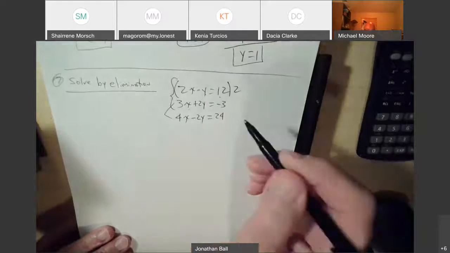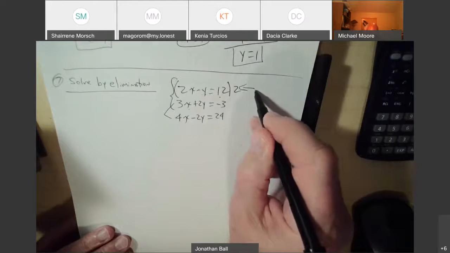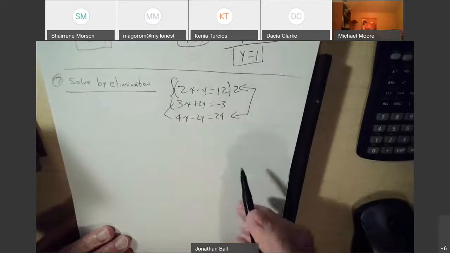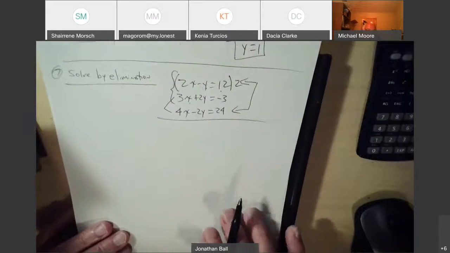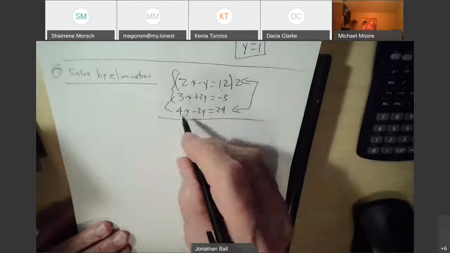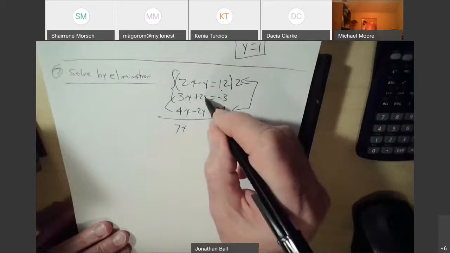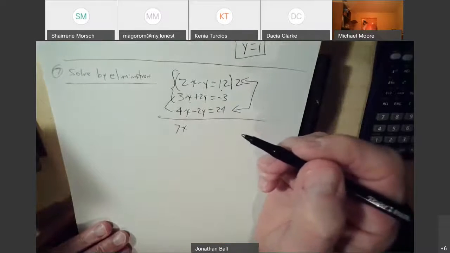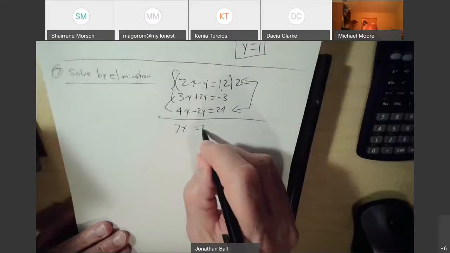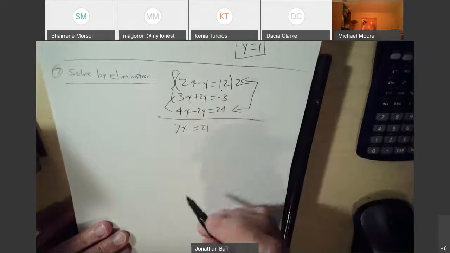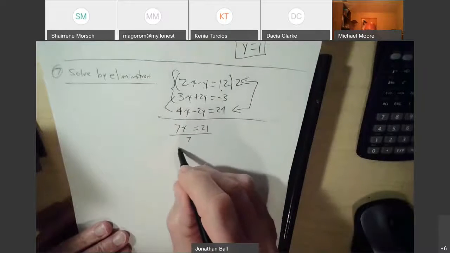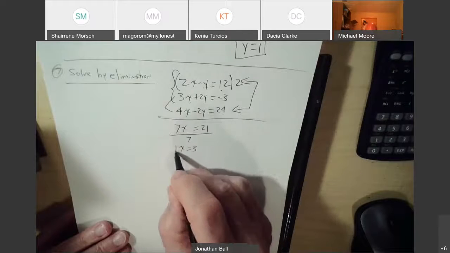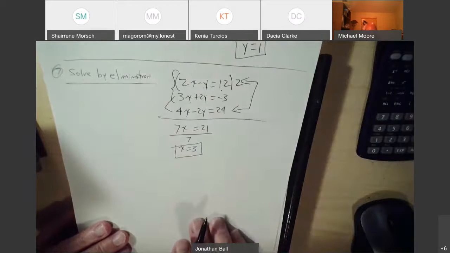So now we're going to add these two together. Remember, this equation and this one are the same, they just look different. 3x and 4x is 7x. 2y minus 2y is gone, it's eliminated. Equals 21. -3 plus 24 is 21. Divided by 7, x is 3.